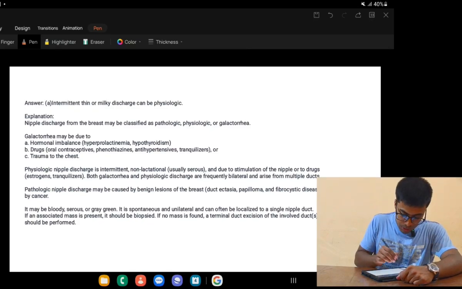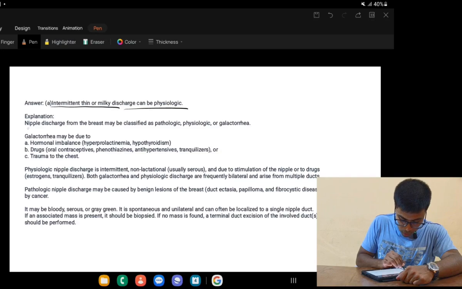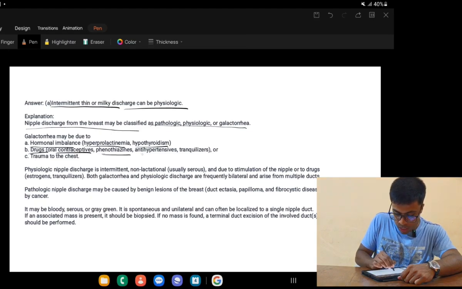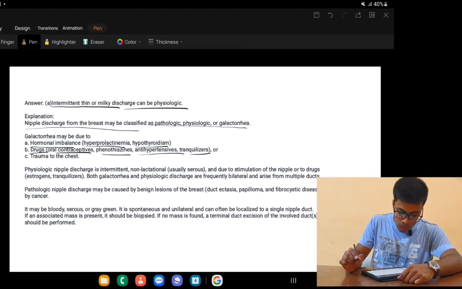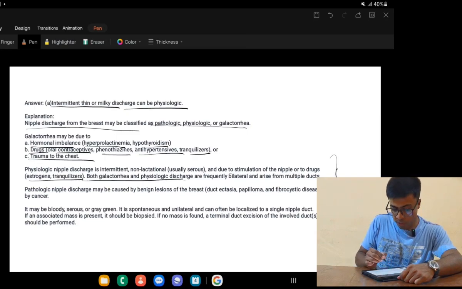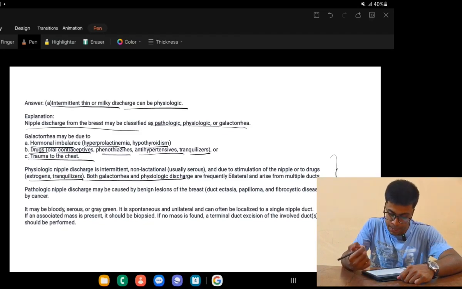Let's see the description here. Intermittent thin or milky discharge can be physiologic. Okay, this is a true statement. Nipple discharge from the breast may be classified as pathological, physiological, or galactorrhea. Galactorrhea may be due to hormonal imbalance, that is hyperprolactinemia, hypothyroidism, drug-related causes such as OCPs, phenothiazines, antihypertensives, tranquilizers, and trauma to the chest. Physiologic nipple discharge is intermittent, non-lactational, and due to stimulation of the nipple, or to drugs or estrogen. Both galactorrhea and physiological discharge are frequently bilateral and arise from multiple ducts.